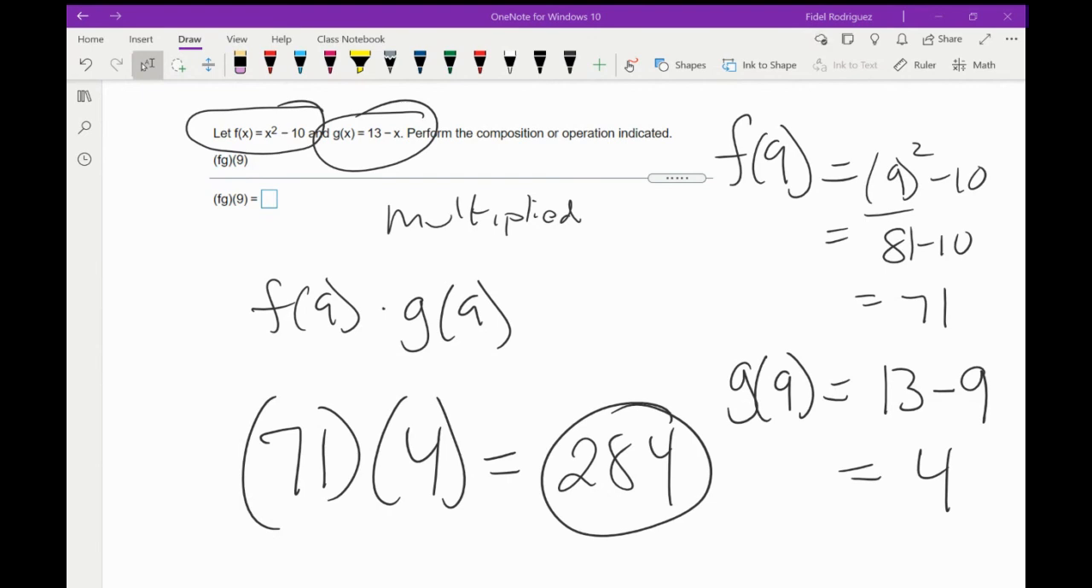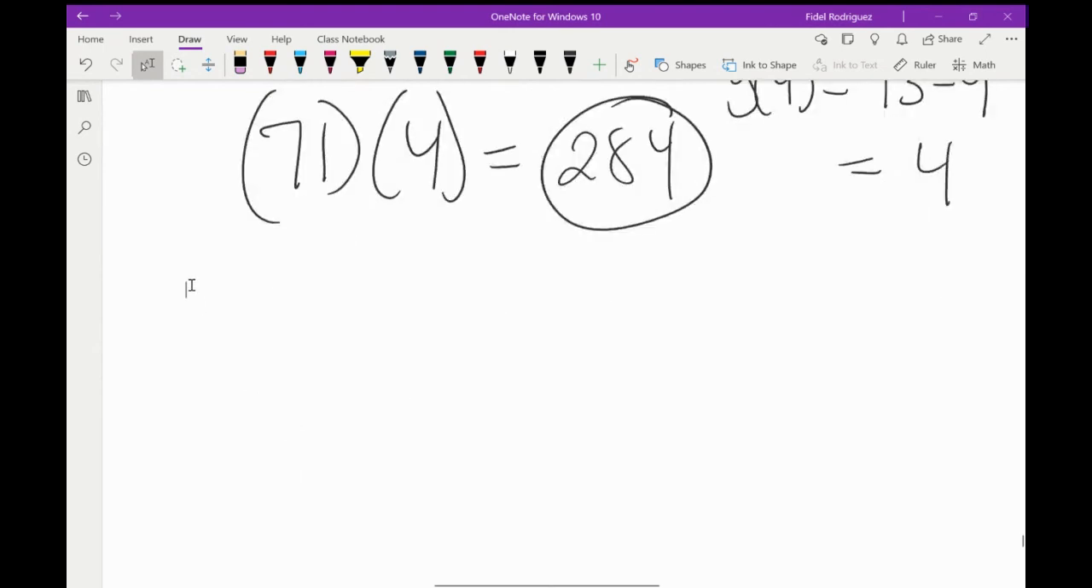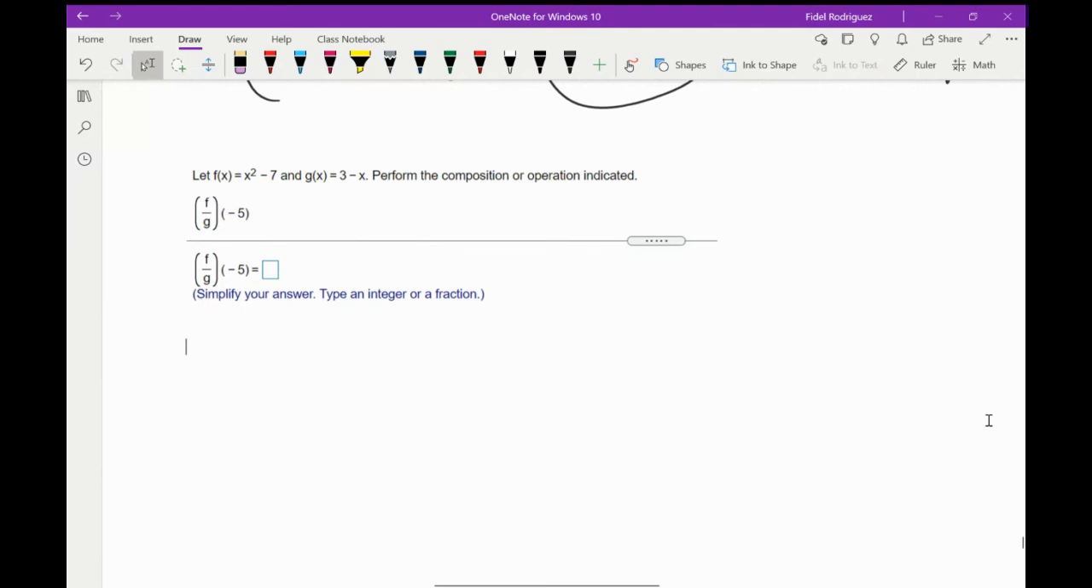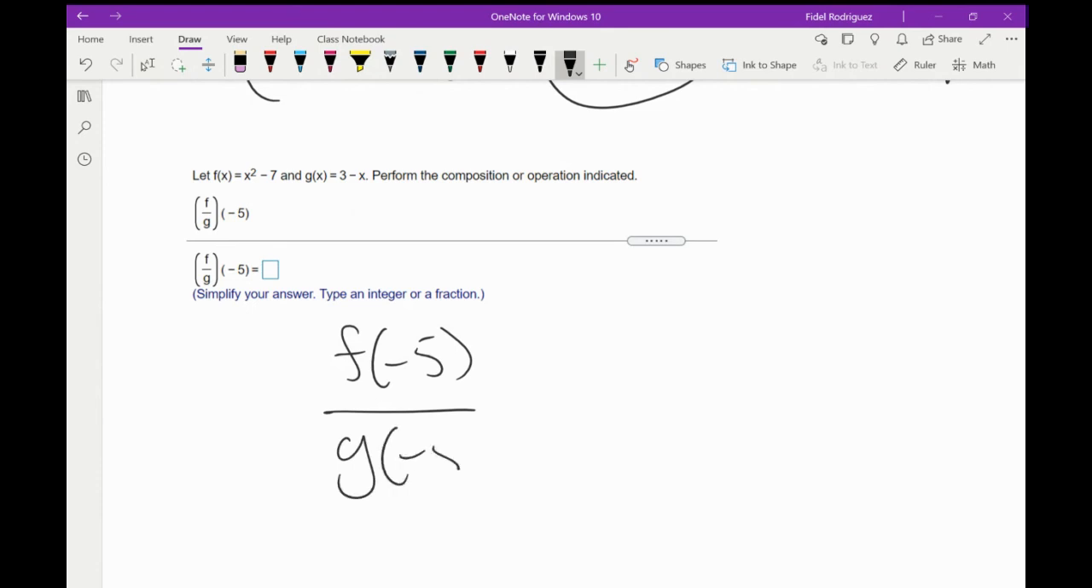I heard you. Perfect. So look, let's do this one here. I'm going to copy and paste this one also so you guys can see it. Okay, so we're going to go one piece at a time, right? We're going to find f of negative 5. We're going to find g of negative 5. We're going to divide them.